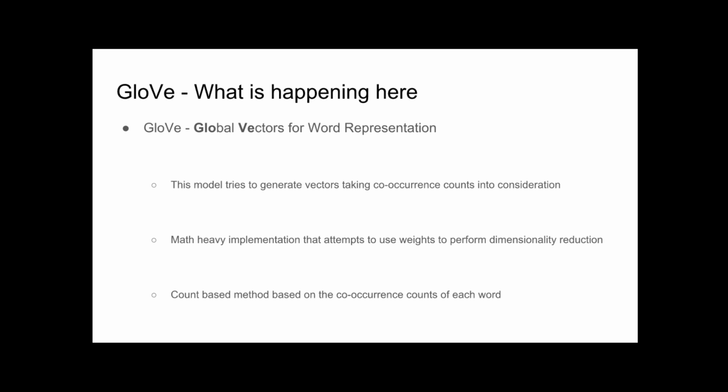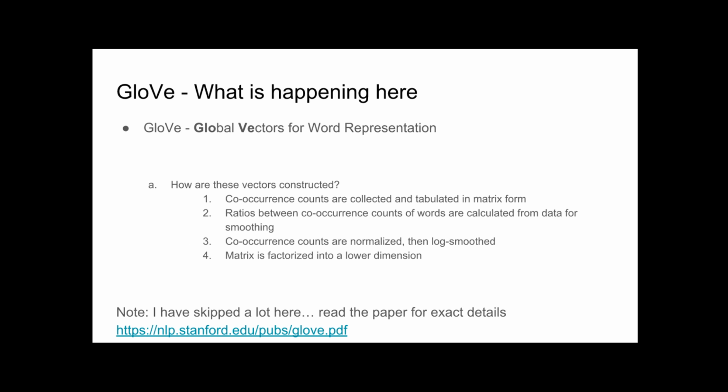And you do a bunch of smoothing techniques and math techniques to try and get the data nice and clean, and then you actually do the matrix factorization. So you try to take co-occurrence counts into consideration, and it does a ton of math to perform dimensionality reduction. This is in general a count-based method, where the other one is a predictive method, where you're trying to learn that representation. So these vectors are constructed in kind of four-ish steps.